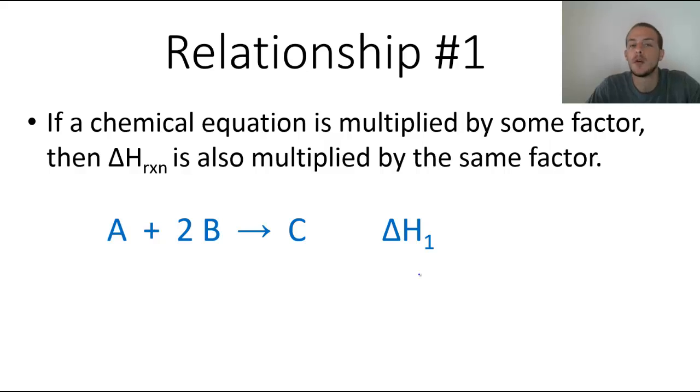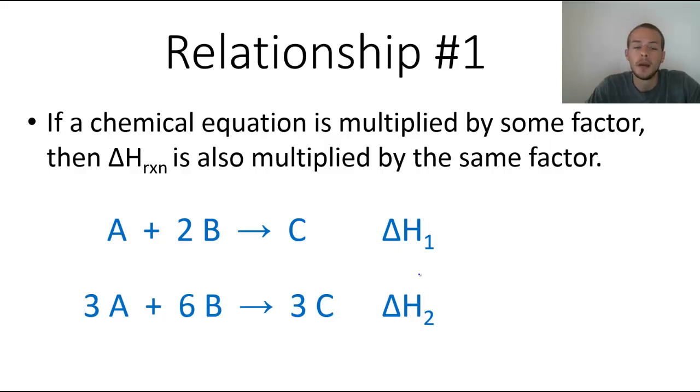Now suppose we take this equation and multiply it by a factor of 3. Well, that's going to give us 3A plus 6B yields 3C. And we're going to call the delta H for this new reaction delta H2. So according to this relationship, if we want to know delta H2 and we already know delta H1, all we have to do is take that factor that we multiplied the first equation by, which is 3 in this case, 3 times delta H1, and that'll give us delta H2. So again, if you multiply an equation by a factor, you have to multiply delta H by that same factor to get the new delta H value for that new equation.